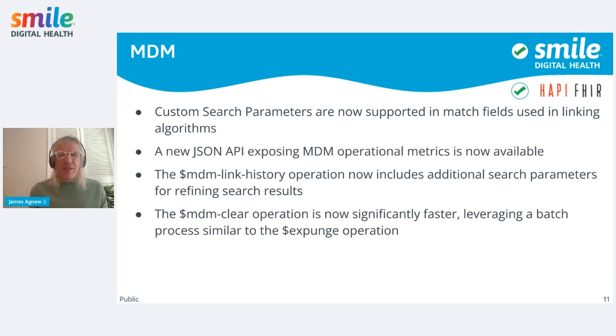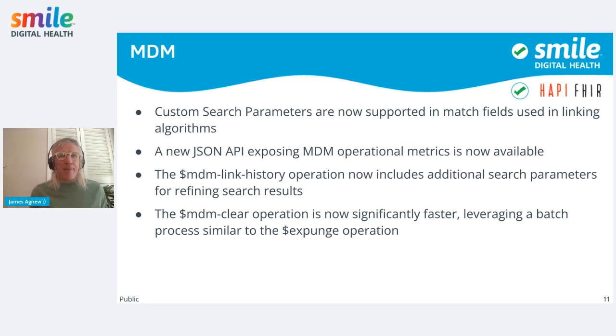First off, we now have the ability to use custom search parameters as a part of the match fields that we use in our linking algorithms. So when you're configuring the system to do automatic linking, previously you could only use built-in FHIR search parameters as a part of the match criteria. You can now use custom search parameters as well. We've introduced a new JSON and REST-based API that you can use to programmatically call and get operational metrics about how the MDM is performing. That's like how many matches it's made, how many links it's made, those types of things.